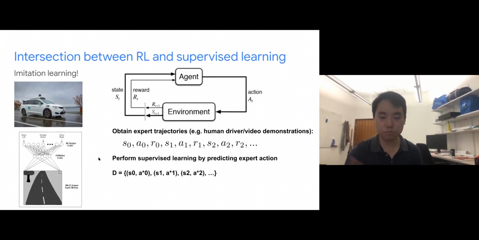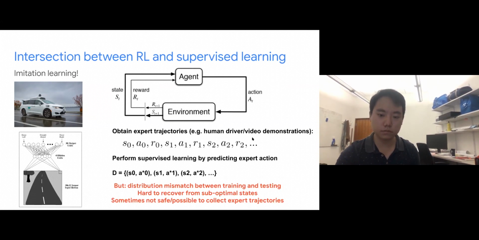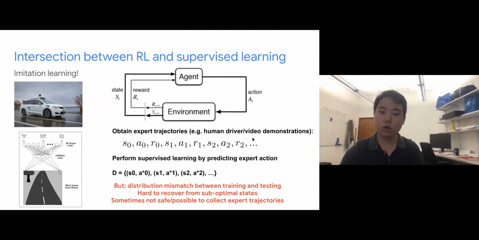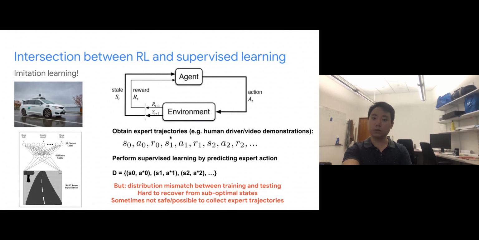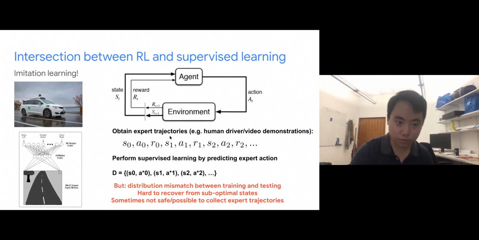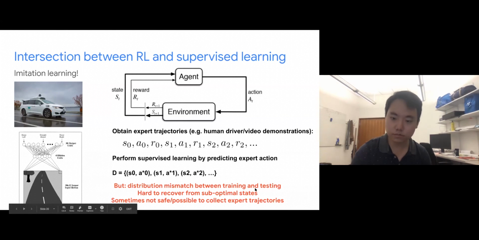This is a big class of research in reinforcement learning called imitation learning that leverages a lot of human demonstrations and human experts. But there are some issues. One issue is a distribution mismatch between training and testing. So let's say I only collect expert trajectories of humans driving in the summer, they're not going to be able to train a model that drives in winter. It's also hard to recover from suboptimal states.